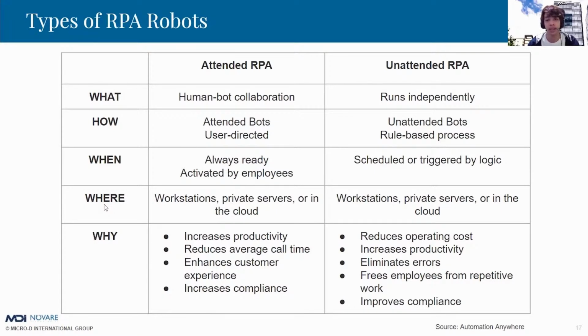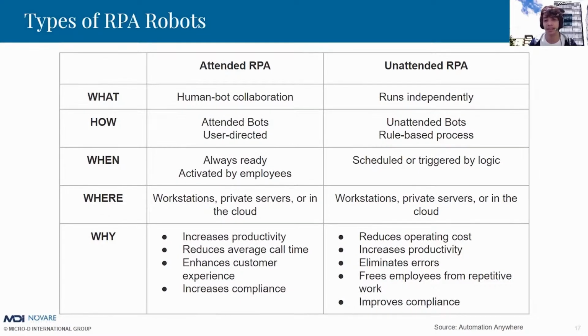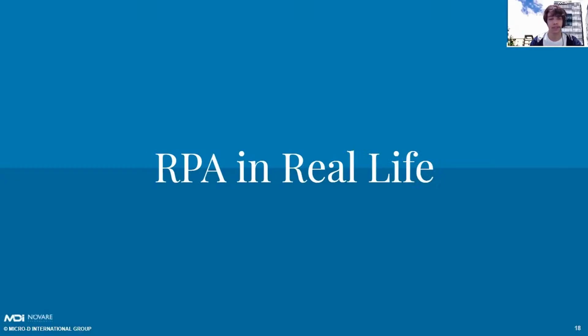Next is unattended RPA. So why unattended RPA? Businesses can greatly benefit in productivity from unattended bots, since unattended bots are great for processes that are highly repetitive and do not have much change in their steps over time. As listed here, the advantages are reduced operating cost, increased productivity, eliminated errors, freeing employees from repetitive work, and improved compliance. So moving on to our next topic, RPA in real life.